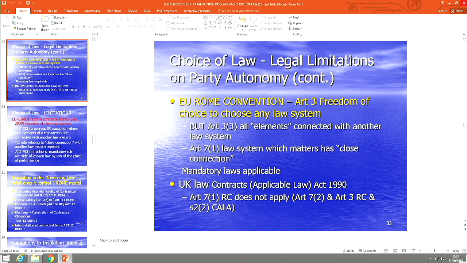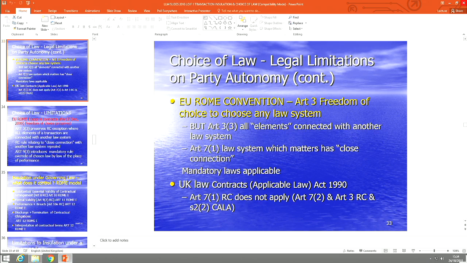Article 7.1 says if there is a law system which has got a close connection with the matter in question, i.e. the transaction in question, that law system will override the expressly chosen law system. Now that's a huge hole in the control of the express governing law, because it is subject to this exception.